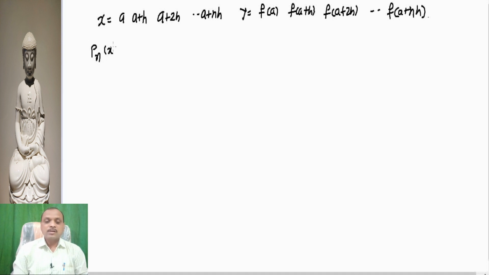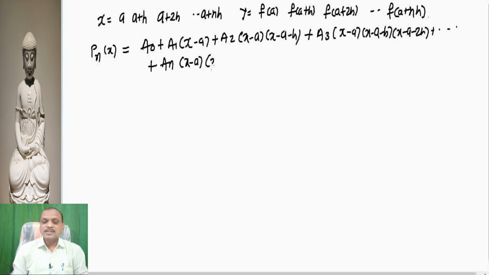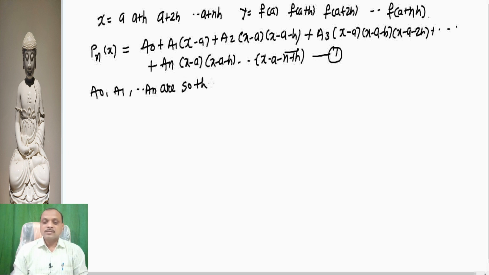Now let us consider a polynomial of nth degree. Suppose the polynomial is like this: a0 plus a1 into x minus a, plus a2 into x minus a into x minus a minus h, plus a3 into x minus a, x minus a minus h, x minus a minus 2h, plus up to an into x minus a, x minus a minus h, up to x minus a minus n minus 1 into h, where the coefficients a0, a1, up to an are determined so that Pn of a equals f of a.